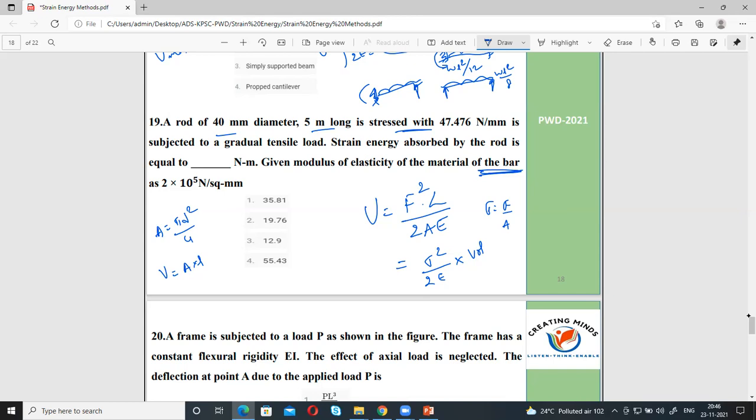You have to think yourself; when all this comes, you have to get the answer using all the basics. Instead of volume, you can take A into L. Yes, try to get the answer. So 35.40. So approximately 35.81. Others?